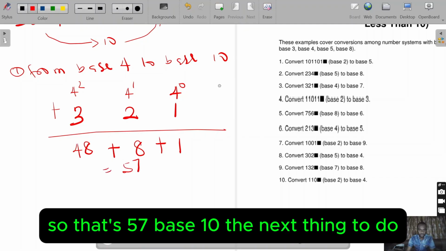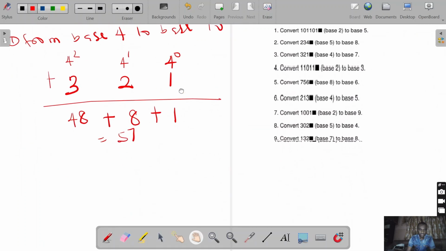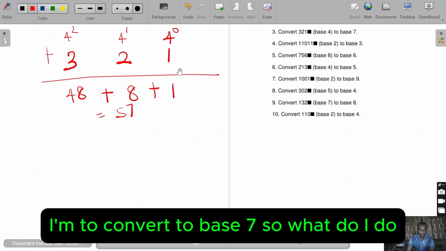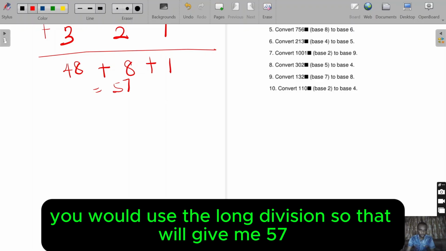The next thing to do, because I'm to convert to base 7. So what do I do? When you're converting from base 10 to base 7, you use the long division. So that will give me 57.